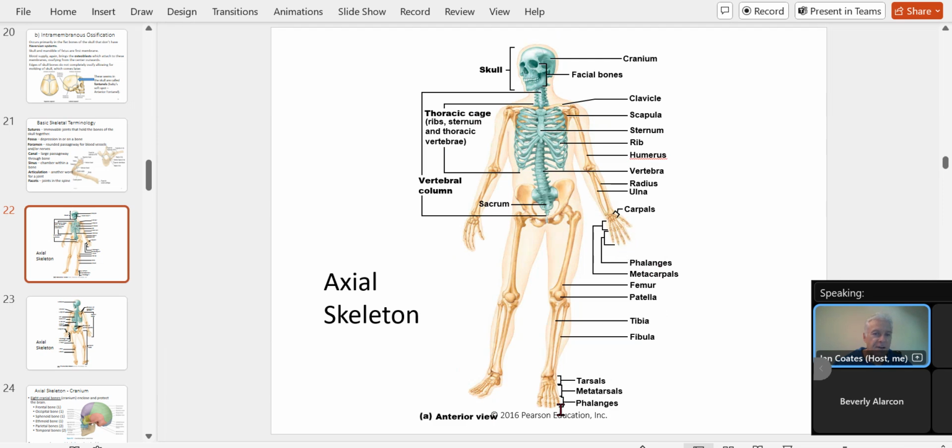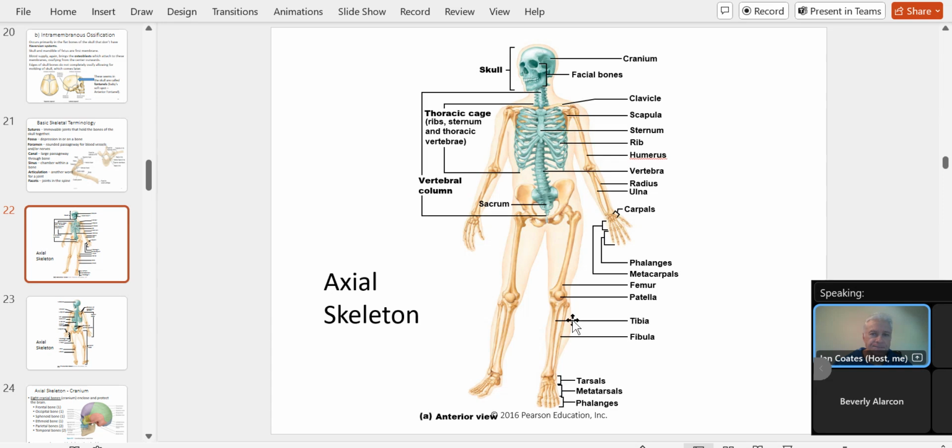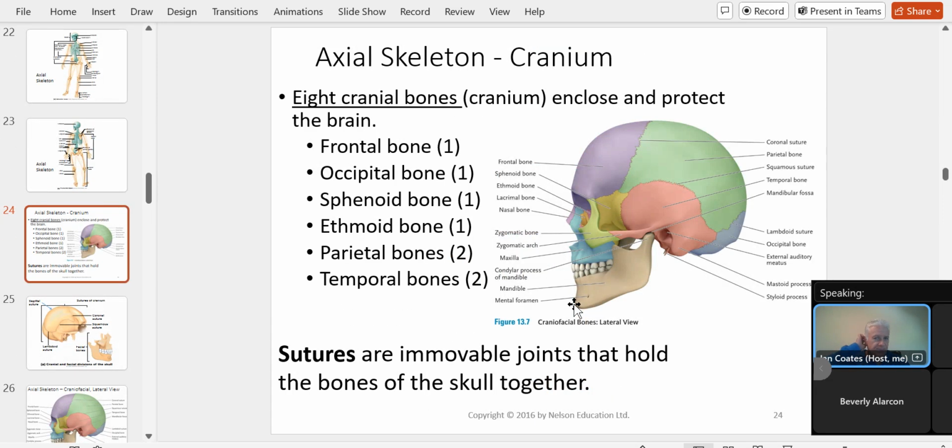Phalanges, fingers and toes. Metacarpals, hand. Metatarsals, foot. Carpals, there's your wrist, and tarsals for the ankle. Then you've got your femur, patella, tibia, fibula, and we'll get into those. The main bone in the lower leg is the tibia. The fibula is just there for balance. We'll get more into these as we go.